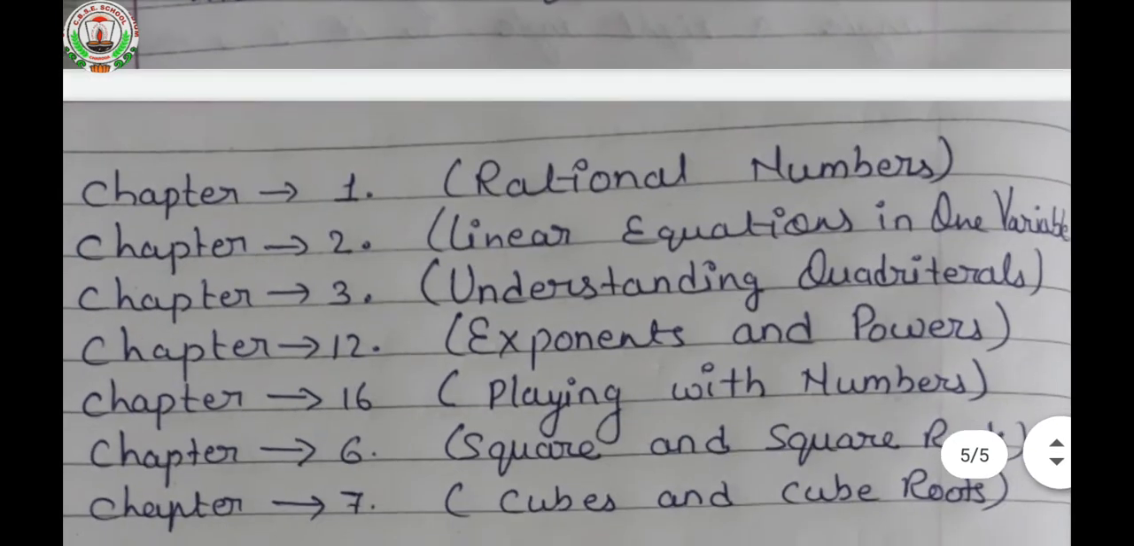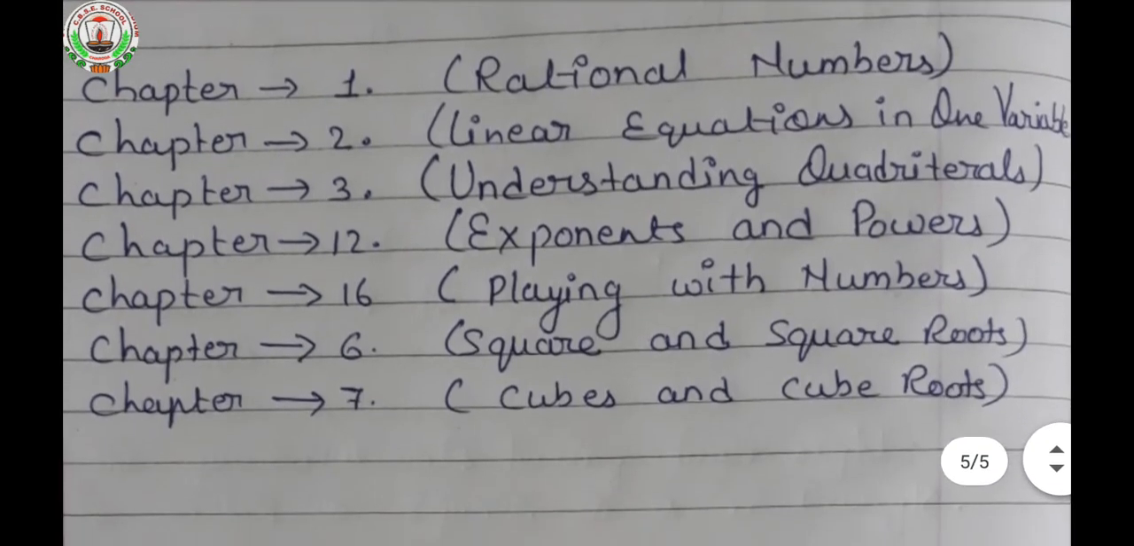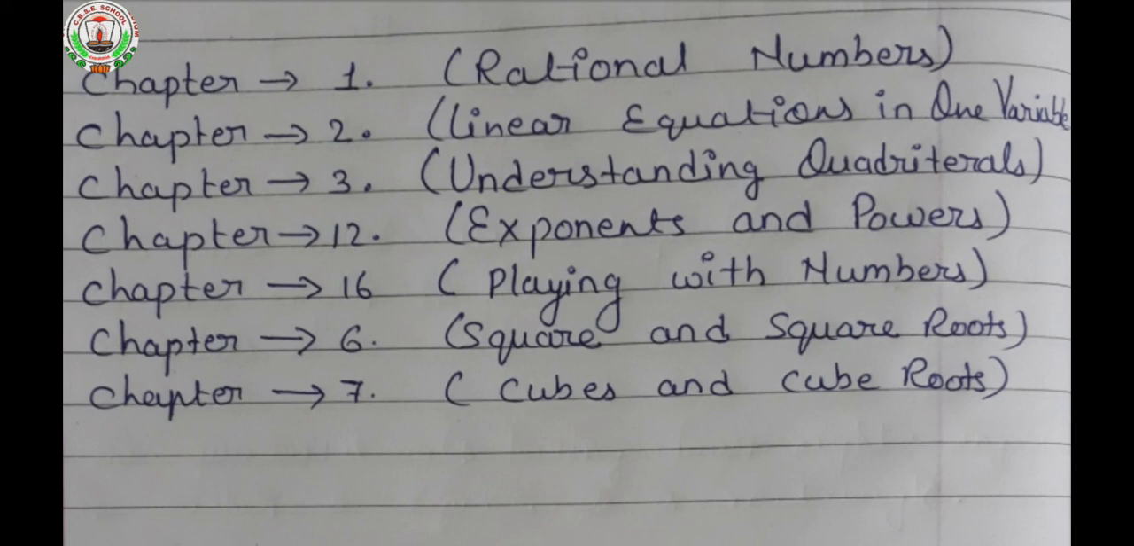Clear, everyone? So students, we have already completed chapter number 3, Understanding Quadrilaterals. Chapter number 1, Rational Numbers, is completed. Chapter number 2, Linear Equations in One Variable, is completed. Chapter number 3, which we completed today, is Understanding Quadrilaterals. Then chapter number 12, Exponents and Powers, is also completed. Chapter number 16, Playing with Numbers, is completed. In the next video, we are going to start chapter number 6, Squares and Square Roots.